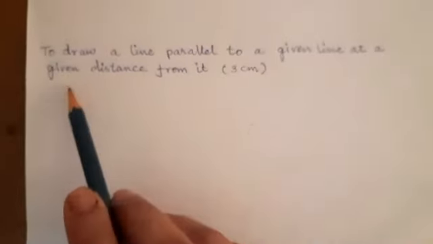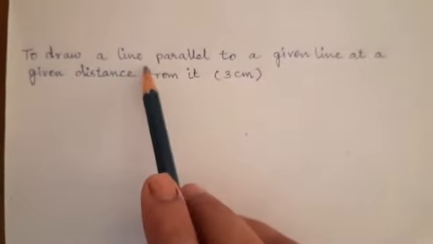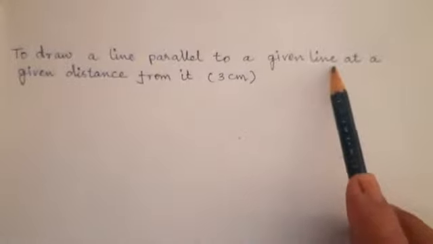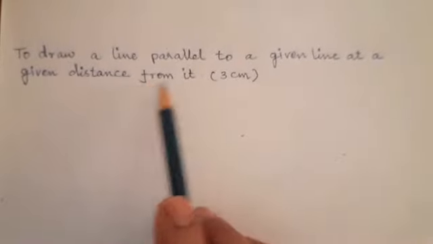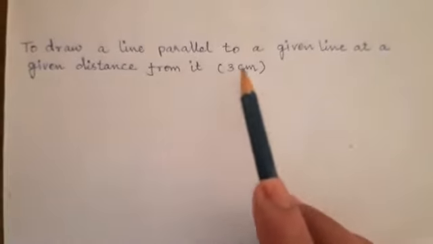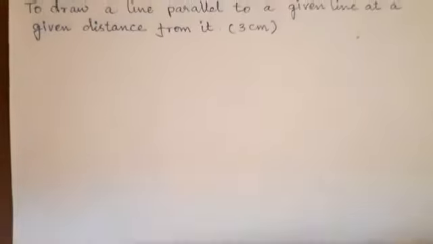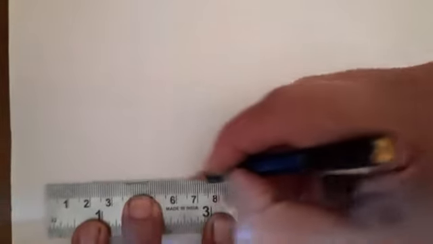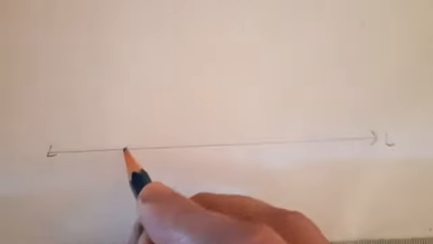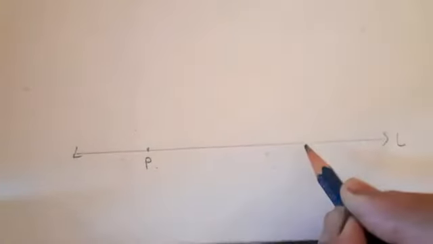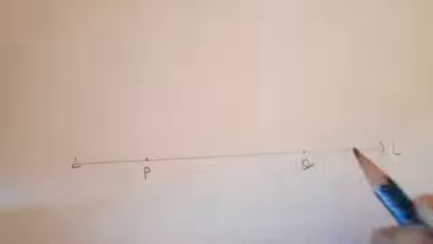Now move on to the next question. To draw a line parallel to a given line at a given distance, that is 3 cm from it. For example, I have taken 3 cm in this question. Draw a line L, put arrow mark, this is line L. Mark any 2 points on L, that is P, 1 point, one more point, Q.